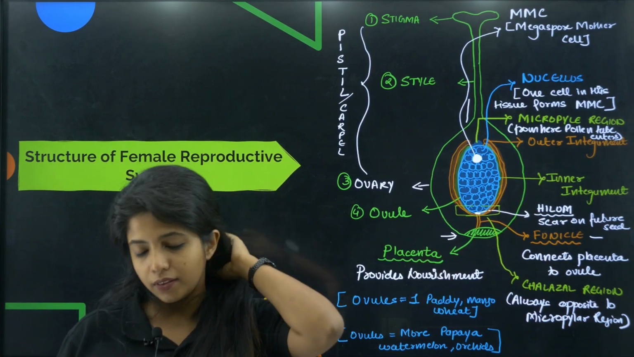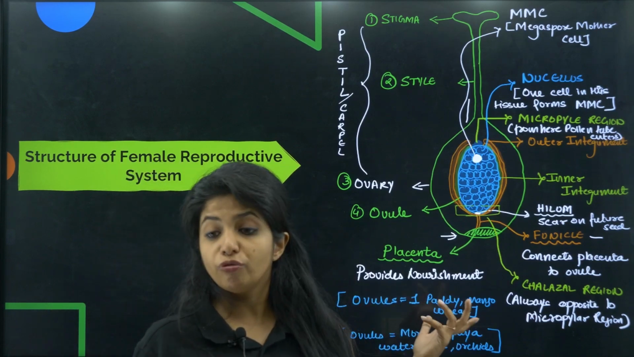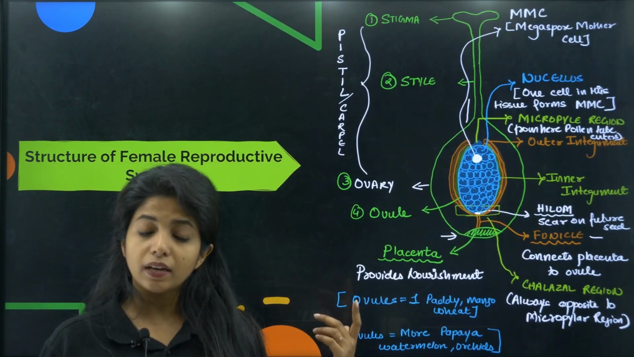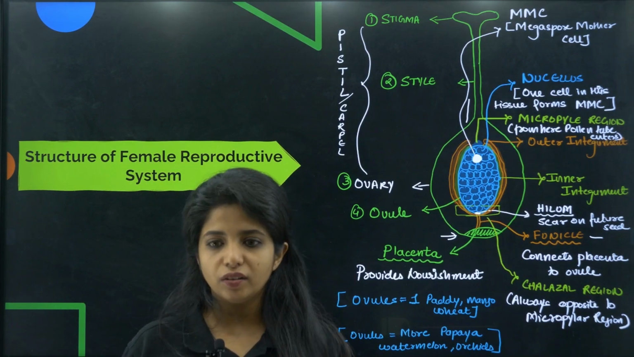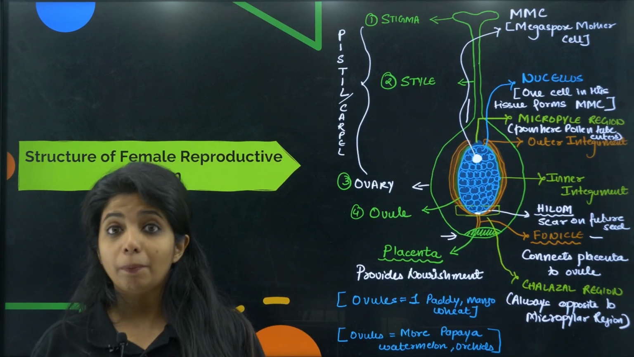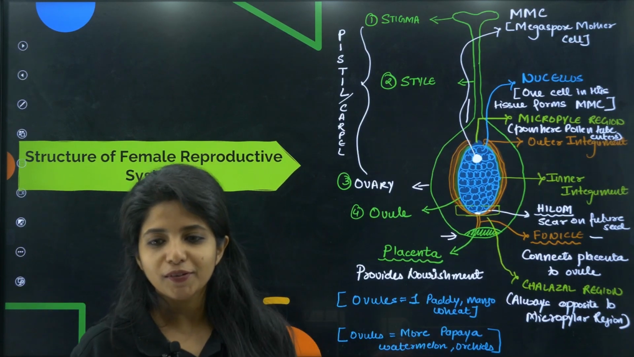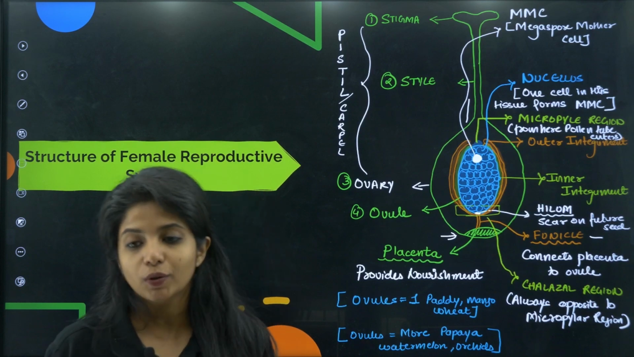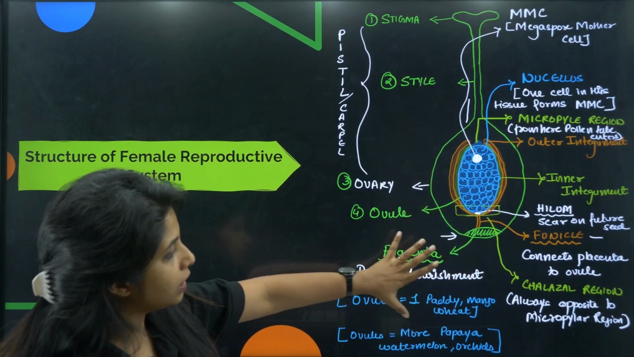Now, ovules can be one. There are flowers where the ovule is just one, for example paddy, mango, wheat, etc. But there could be cases where the ovules are more in number. For example, when you eat watermelon, you see so many seeds, so it has multiple ovules. Papaya also has multiple ovules. Then there is orchid, which you probably have not eaten because it's a flower, but it also has multiple ovules. Is this particular thing clear?